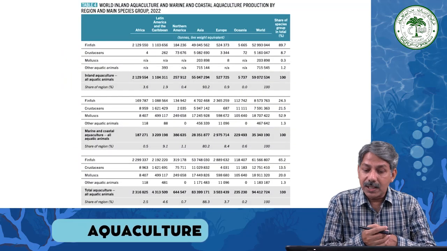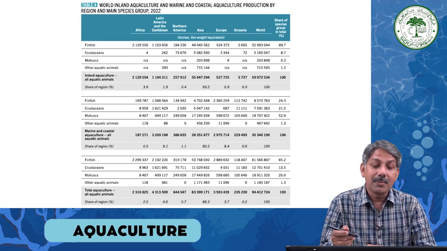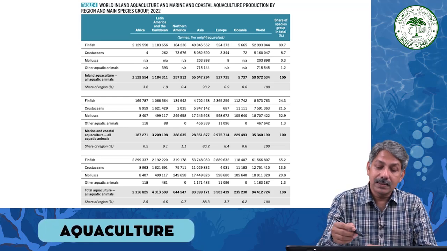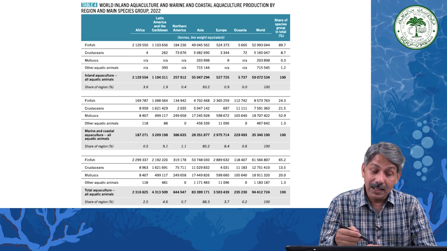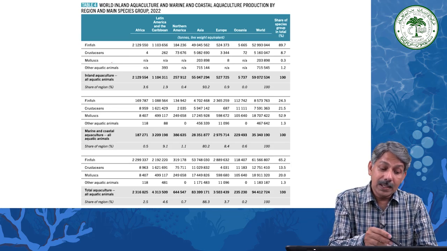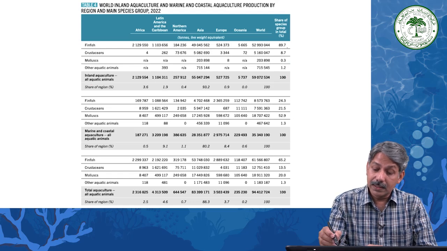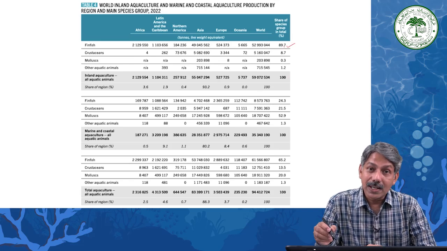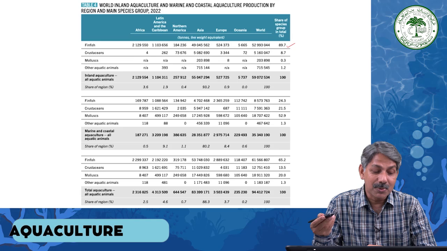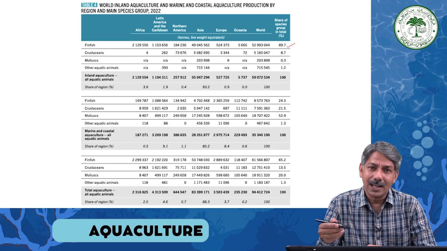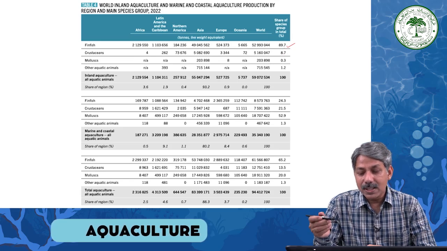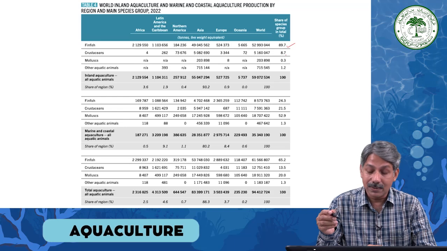World inland aquaculture and marine and coastal aquaculture production by region and main species groups. These two slides I could have shown you in my early lectures on aquaculture as a food production system, but they are very relevant here also. In inland aquaculture the major contribution is of fin fishes, 89.7%, close to 90%. So, almost all is contributed by fin fishes, followed by a major chunk of crustaceans. For the rest there is almost no space. So, 90% is from fin fishes, then crustaceans 8.7%.